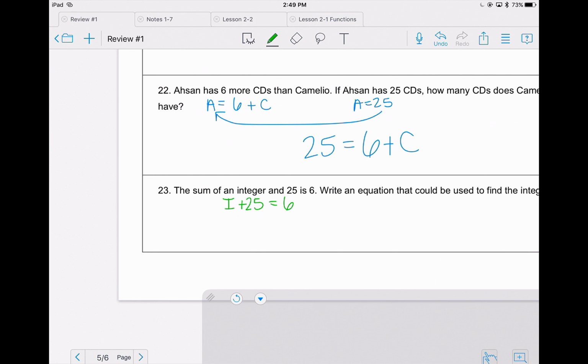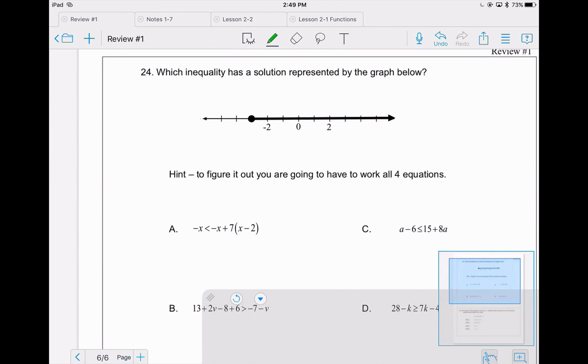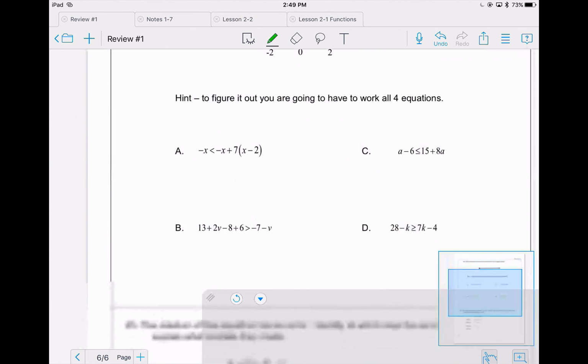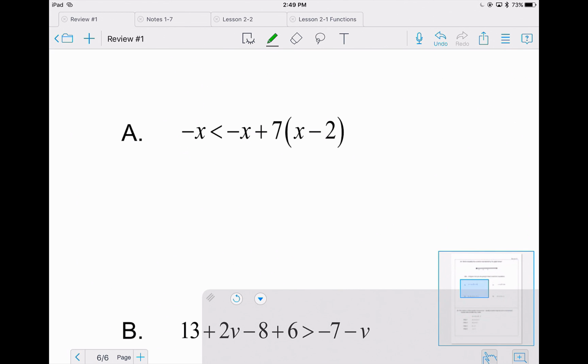Okay, two more problems. Which inequality has a solution represented by the graph below? Hint, to figure it out, you're going to have to work all 4 equations. So let's work them. Kind of similar steps to what we were doing on the front page.